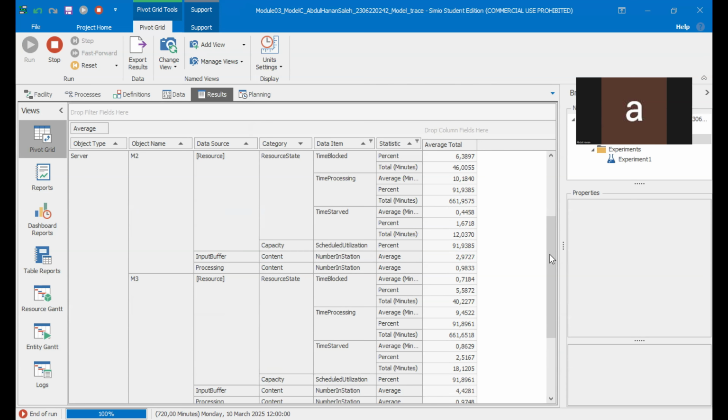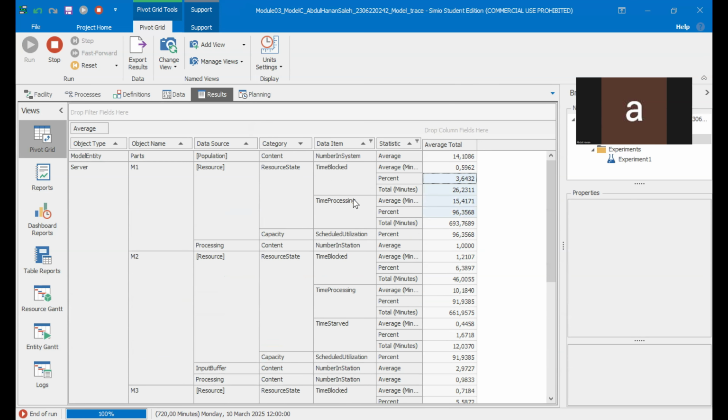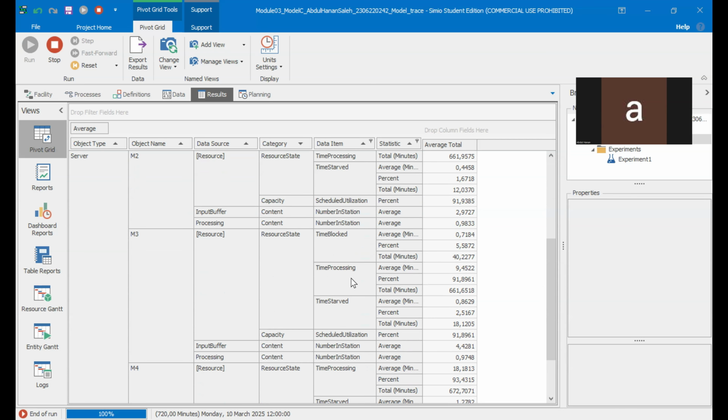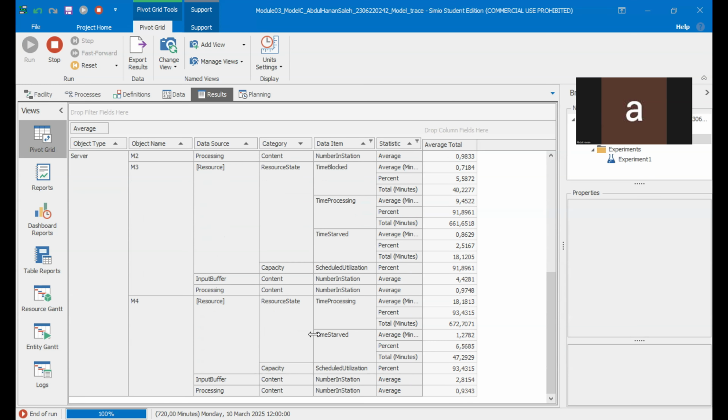And in model C, this is the time blocked and time processing of its M1. This is the time blocked, time processing, and time starved of its M2. This is the time blocked, time processing, and time starved of its M3. And this is the time processing and time starved of its M4.